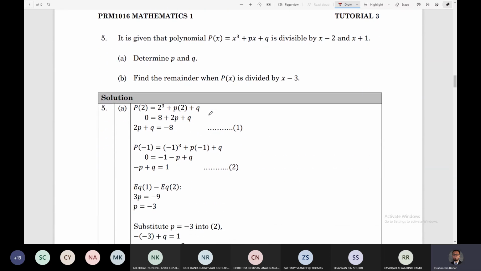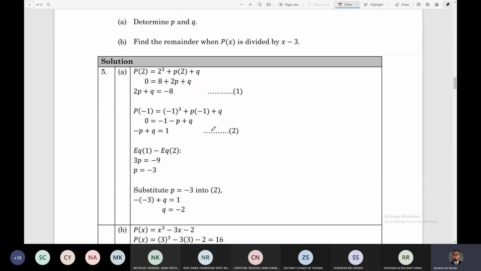Okay, question 5, polynomial x cubed plus px plus q and factors here x minus 2 and x plus 1. Find the value of p, find the value of q. Ini macam tadi ya. Dia punya method yang sama saja. Kita cek dia punya solution. So first value of x here, substitute. And then the first equation 2p plus q equals negative 8. And the second value here negative 1. And then the second equation negative p plus q equals 1. And then you find the value of p is negative 3. Find the value of q equals negative 2.